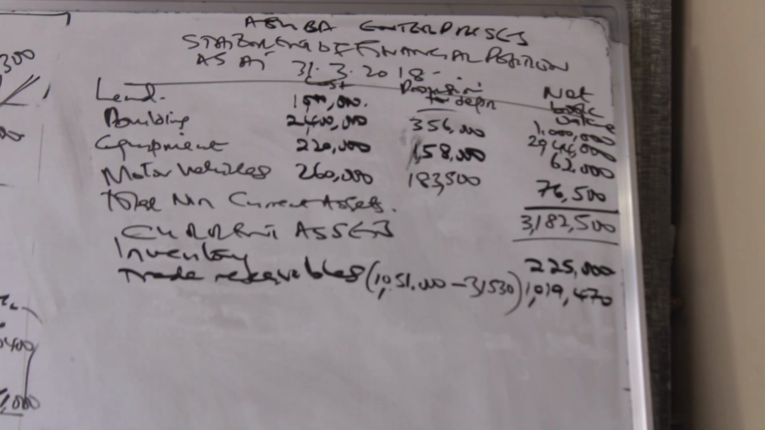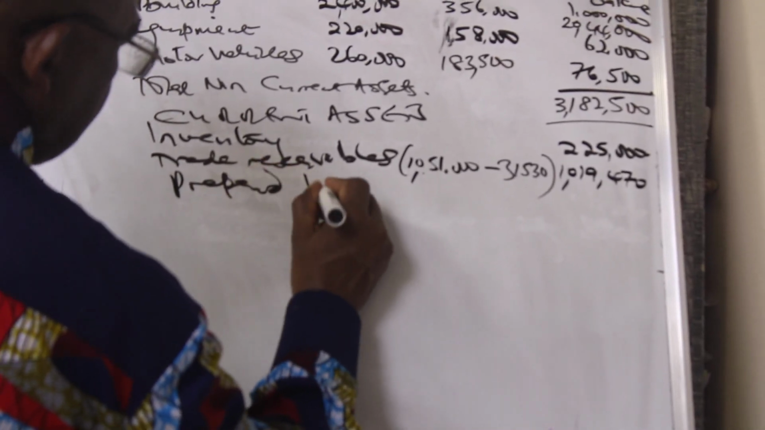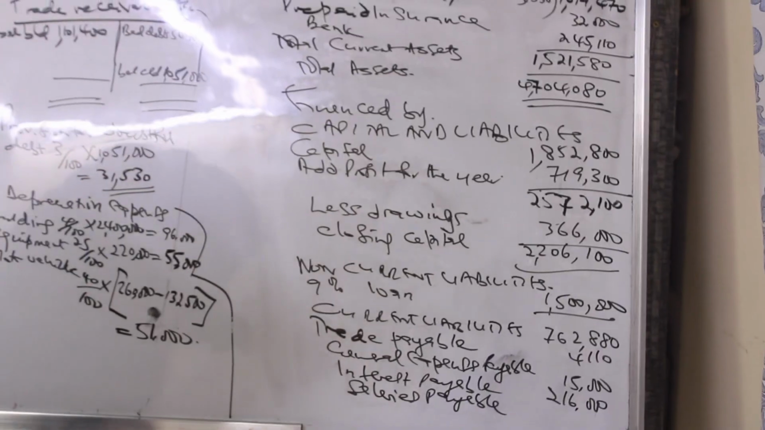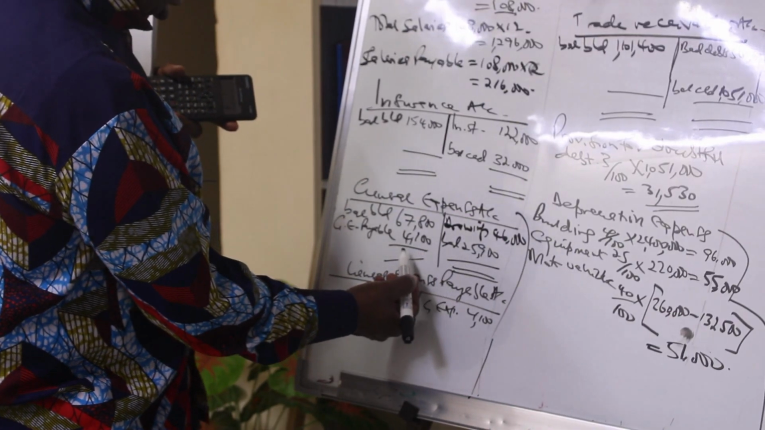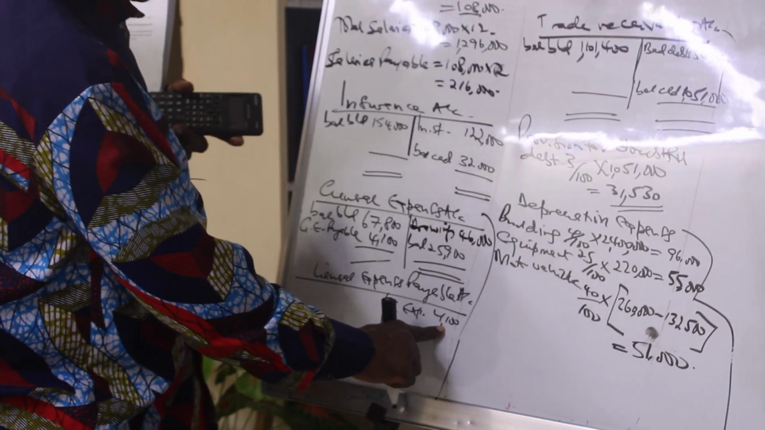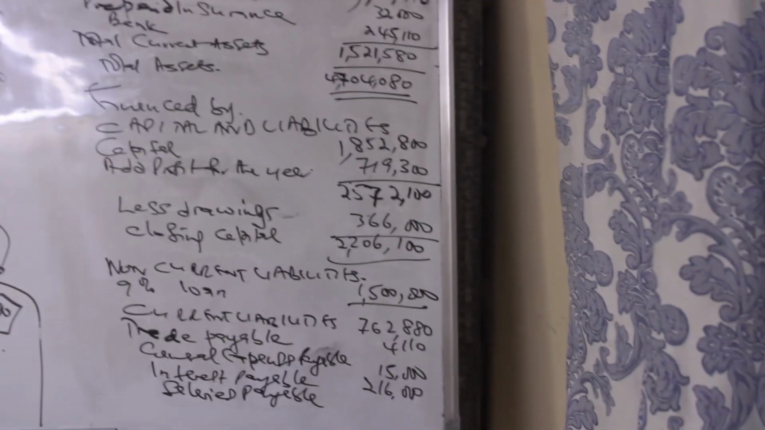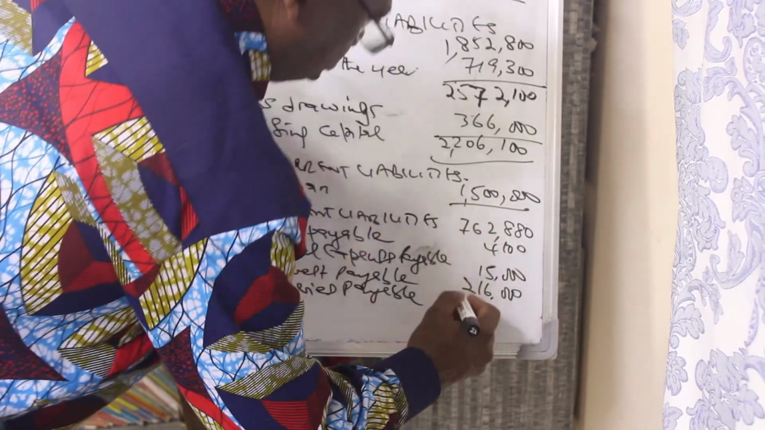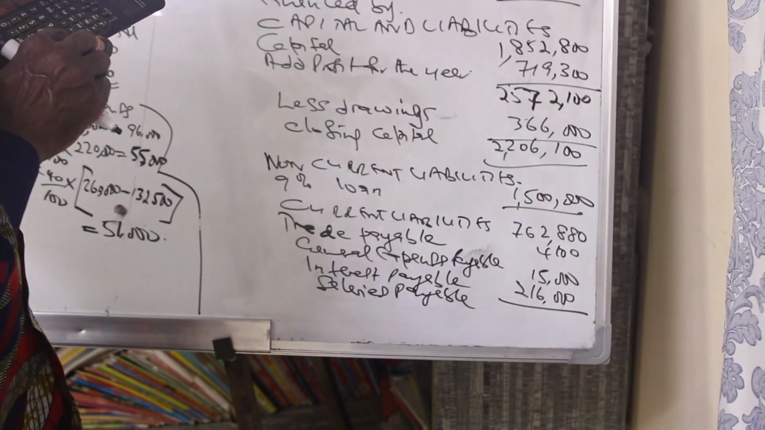We don't seem to have any other receivables, but we have a prepaid insurance. Your prepaid insurance amounting to 32,000. So we come here and say prepaid insurance. Now, our general expenses payable is 4,100. It is not 4,110 like we have captured there. So we correct it to 4,100.